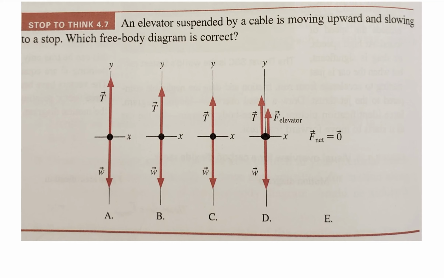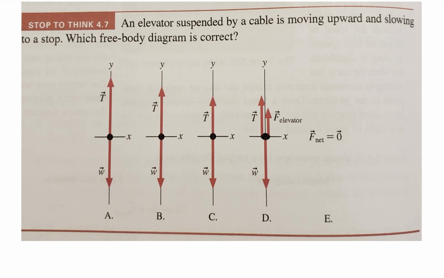In B, it looks like the tension is the same as the weight. In that case, what would be happening? The elevator would be moving at a constant velocity. Constant speed, yep. In C, looks like the tension is shorter than the weight. In that case, what would be happening? It is slowing down. We'd have an acceleration in the down direction, but we're moving in the up direction, which means we're slowing down.